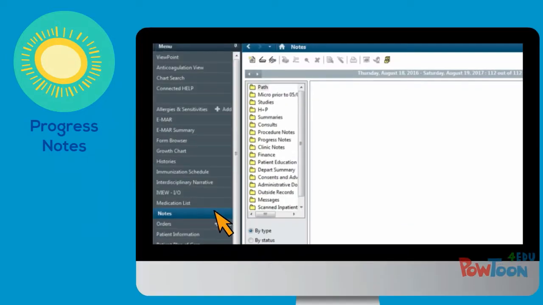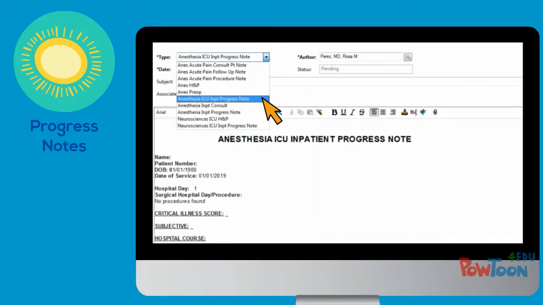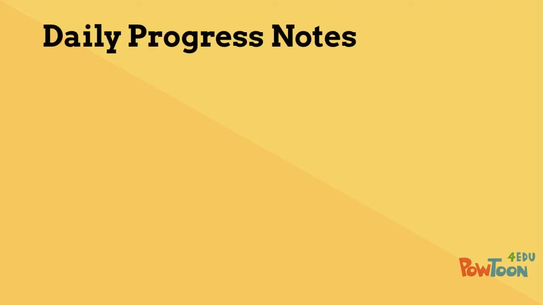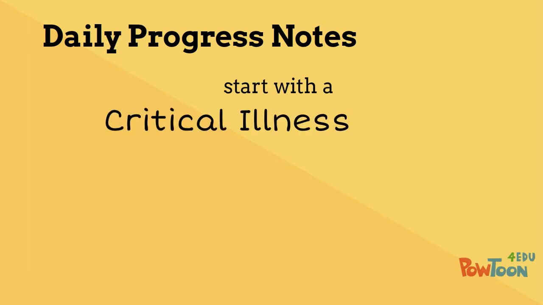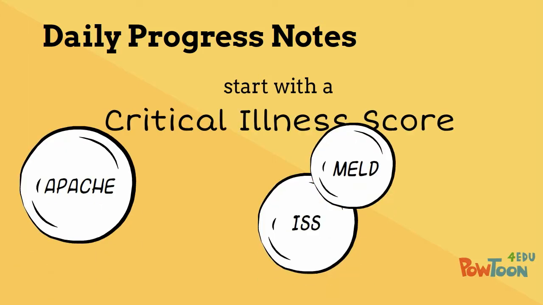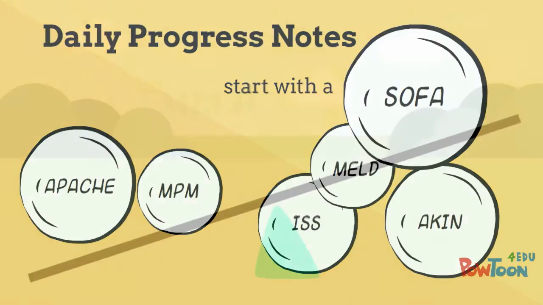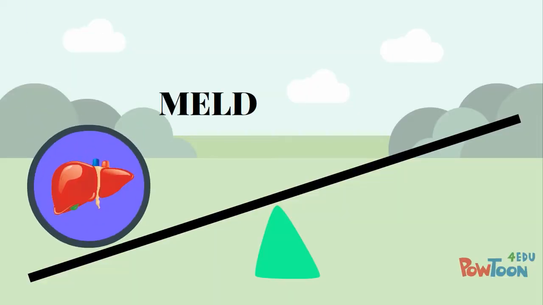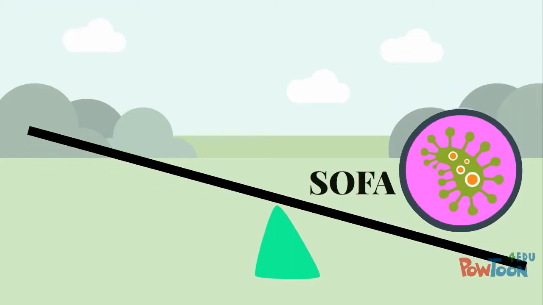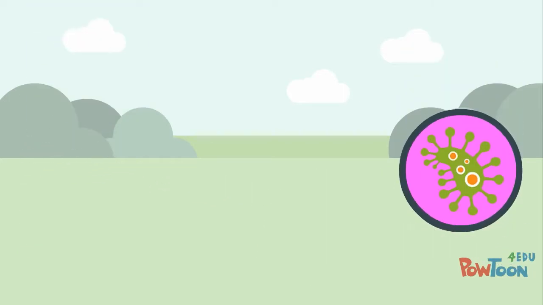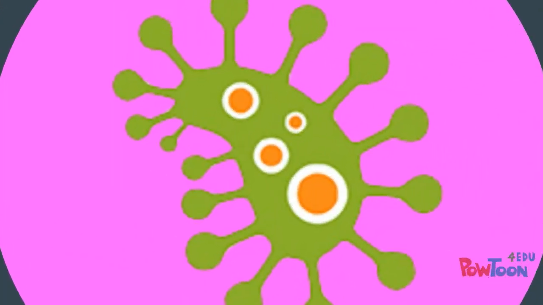The SAICU note template can be found in the Notes tab on Cerner. We're only going to focus on the parts that make our note different from your typical SOAP note. Our progress note starts with a critical illness score. There are lots of different scores to choose from, but we use a SOFA score for just about every patient. You can add a different score if you think it's relevant, like a MELD for a patient with liver failure. Your score lets us know not only what we should be worried about, but how worried we should be.